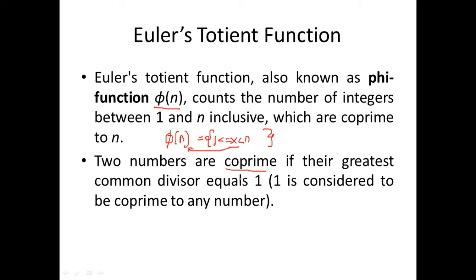So again, let me repeat what Euler's totient function is. It is a function that gives us the count of the number of numbers ranging between 1 and n that is having a GCD of 1 with n.